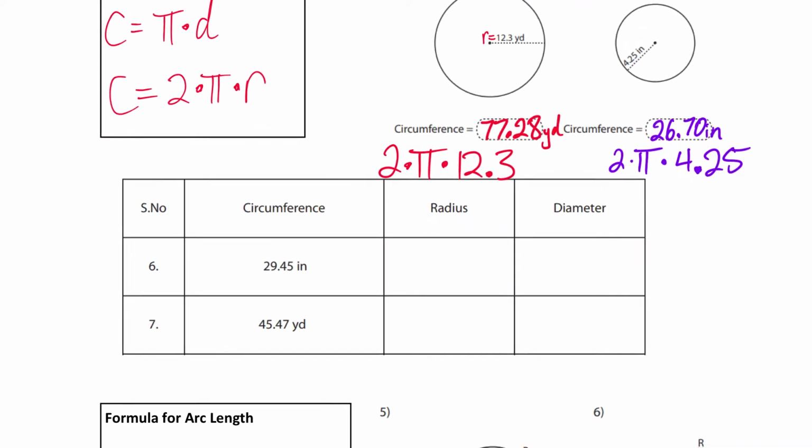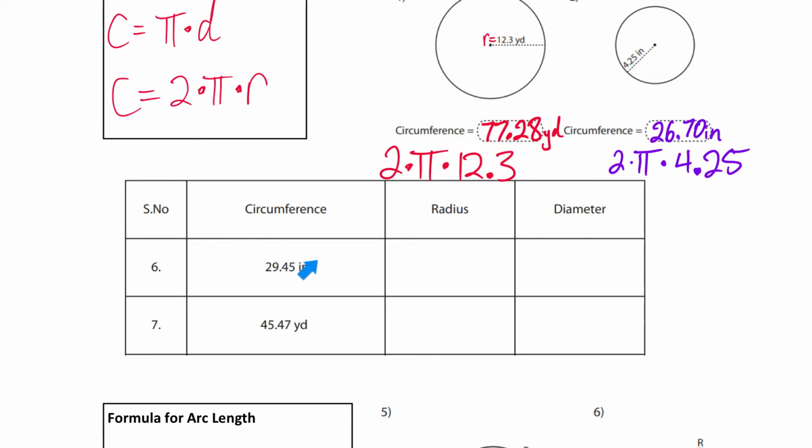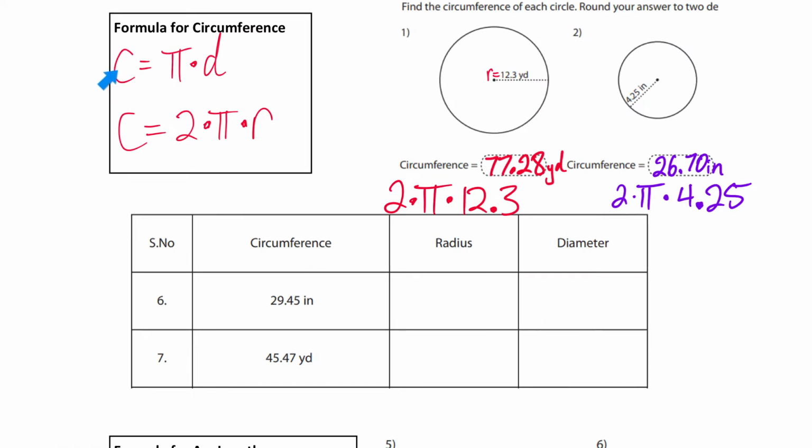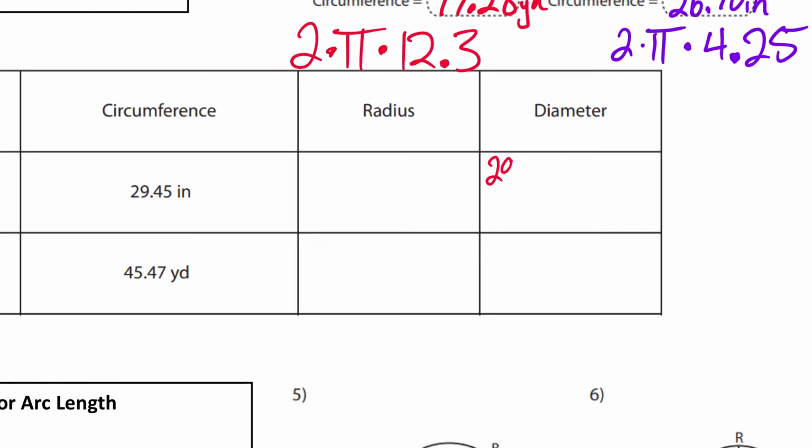Okay, on this table, what we're doing is now we're given the circumference. So we're given this, and we're working back to try to find the diameter and radius. So if we think about this up here, to get circumference, I multiply the diameter times pi to get the circumference. So if I know the circumference and I'm looking for the diameter, I'm just going to do the opposite. I'm just going to divide by pi. All right? So what I'm going to do over here is I'm going to take the circumference, 29.45 and divide that by pi. 9.37.